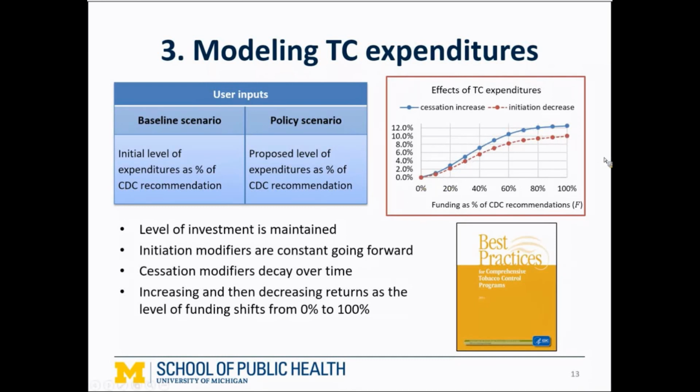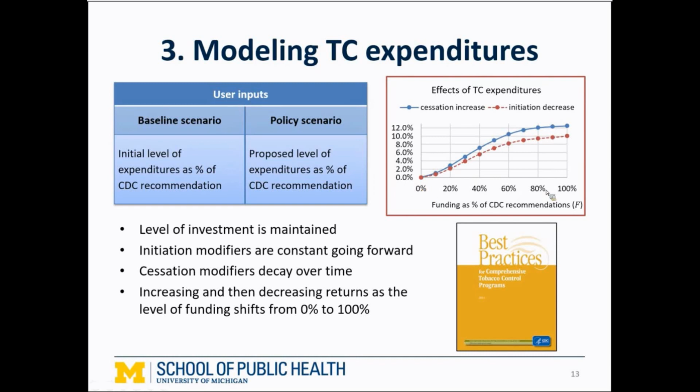This is because tobacco control programs probably won't be very effective at extremely low levels of funding, and also once you exceed a certain level of funding, the return on that investment at higher levels of expenditures is smaller. So here we show that the model estimates that at most, going from 0% to 100% of CDC recommendations increases cessation by 12.5% and decreases initiation probabilities by 10%.